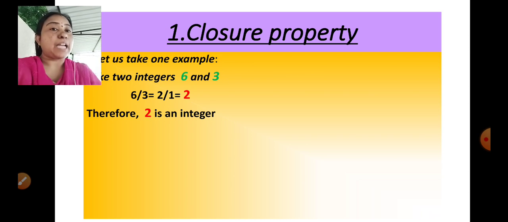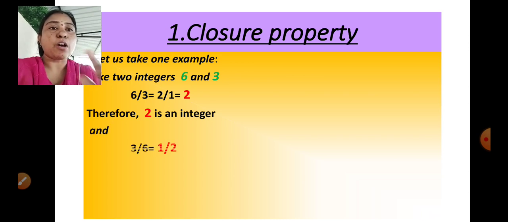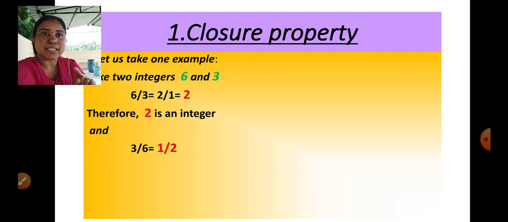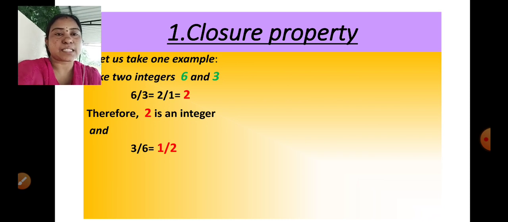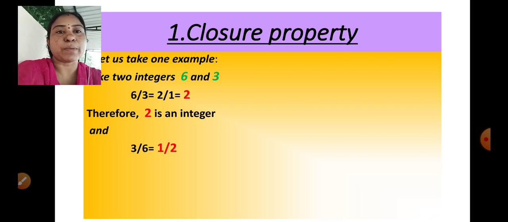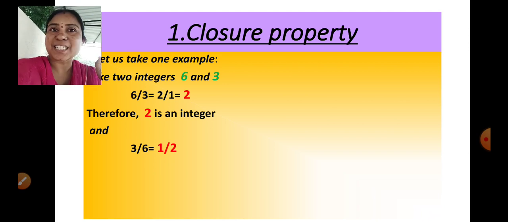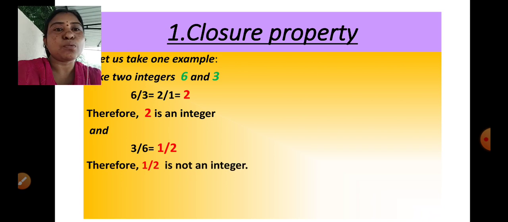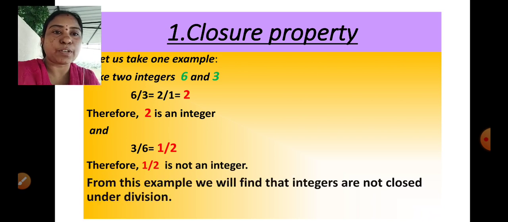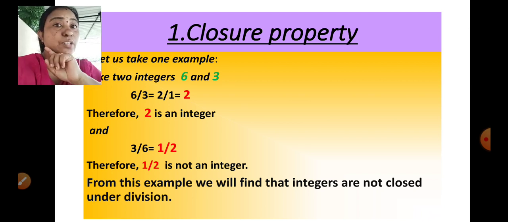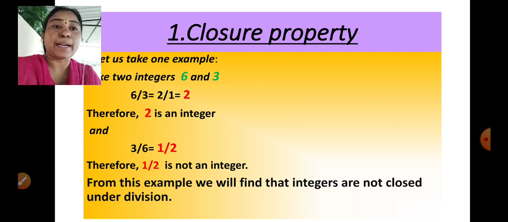If I change the places, what result do we get? 3 by 6 is equal to, again cancelling with the 3 table, 3 ones are 3, 3 twos are 6. Here the result is 1 by 2. Observe children, is 1 by 2 an integer? Think once. 1 by 2 is not an integer. So 2 and 1 by 2 are different. From this example, we find that integers are not closed under division.